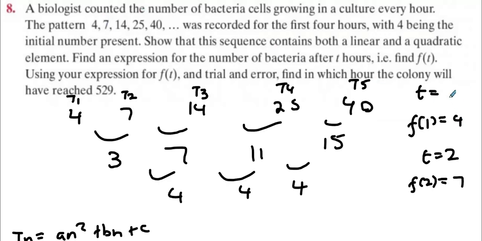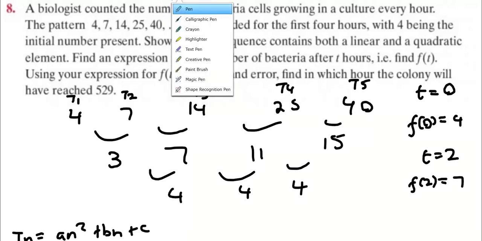So once again, we go back. The bacteria don't appear out of thin air. You need bacteria to start the experiment off. So it's actually F0 equals 4. And then it's going to be F1 equals 7. Good man.